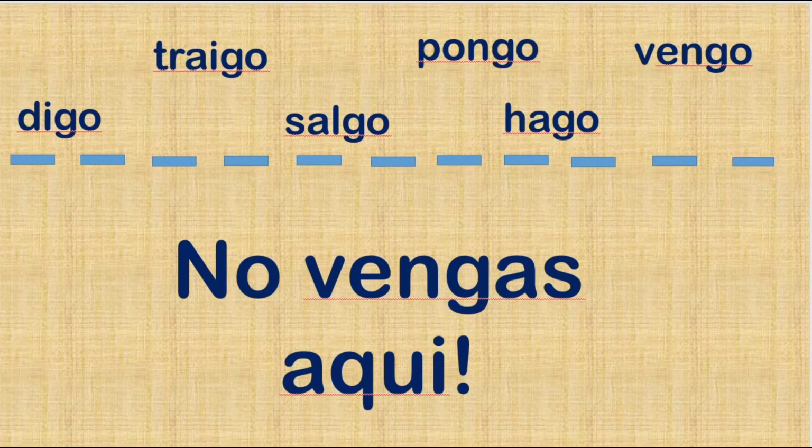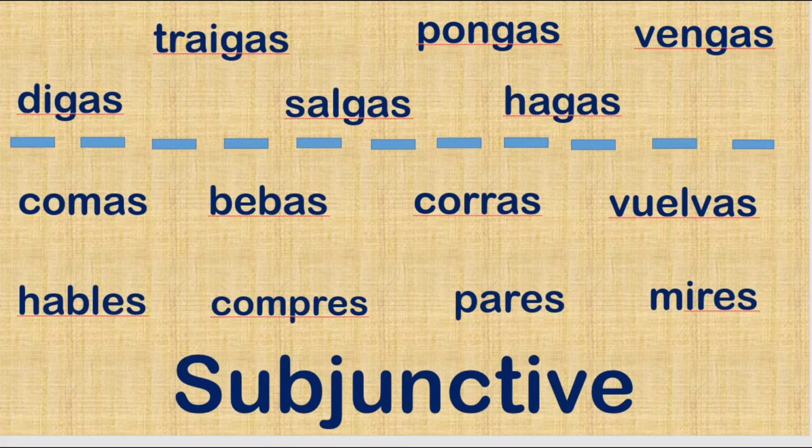Now, all of these verbs that we have used for don't do it, don't do that, they call it subjunctive. So we have digas, traigas, pongas, vengas, salgas, hagas. We have comas, bebas, corras, vuelvas, hables, compres, pares, y mires.